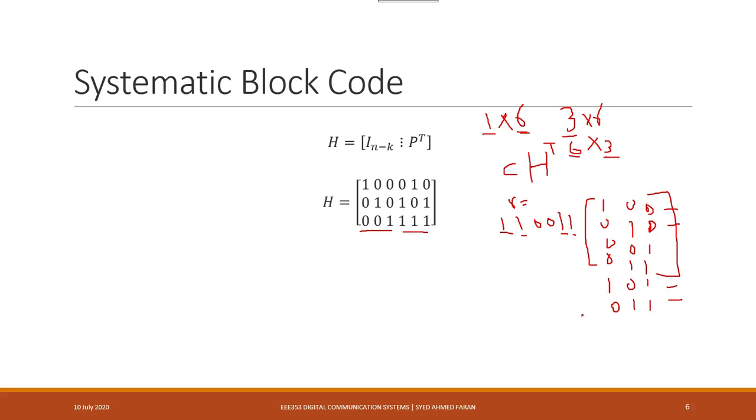I'll just add these values. So when I add those, 1 plus 0 is 1, 1 plus 1 is 0, 0 plus 0 is 0, so the first value is 0. Then 0 plus 1 is 1, 1 plus 0 is 1, 1 plus 1 is 0, 0 plus 0 is 0, 0 plus 1 is 1, 1 plus 1 is 0. So again, if you notice, the answer is of 1 cross 3, which is true for what we said, that the answer would be 1 cross 3. So this is the answer: 0 0 0.